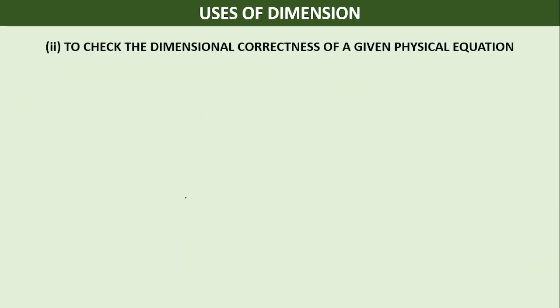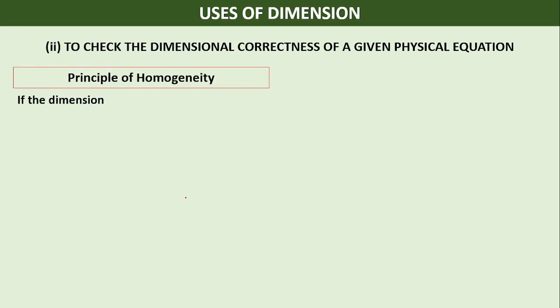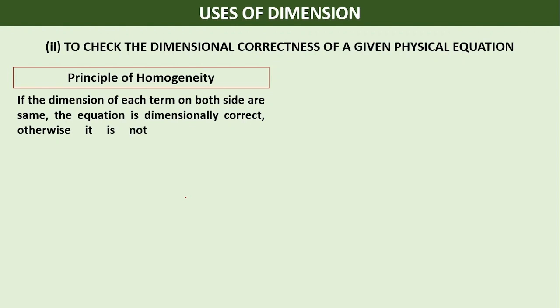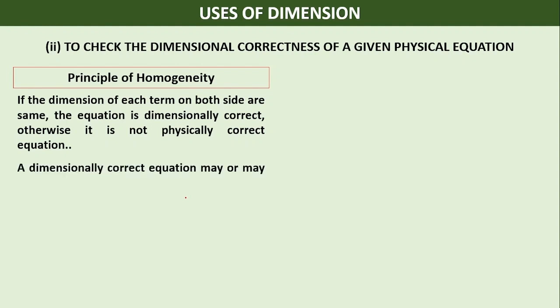To check the dimensional correctness of a given physical equation, principle of homogeneity. If the dimension of each term on both sides are same, the equation is dimensionally correct. Otherwise, it is not a physically correct equation. A dimensionally correct equation may or may not be physically correct. A dimensionally wrong equation is definitely a physically wrong equation.